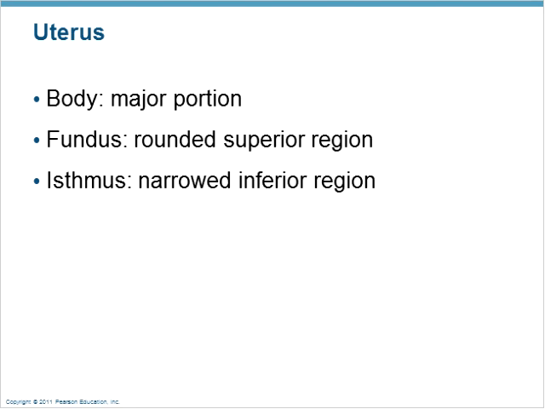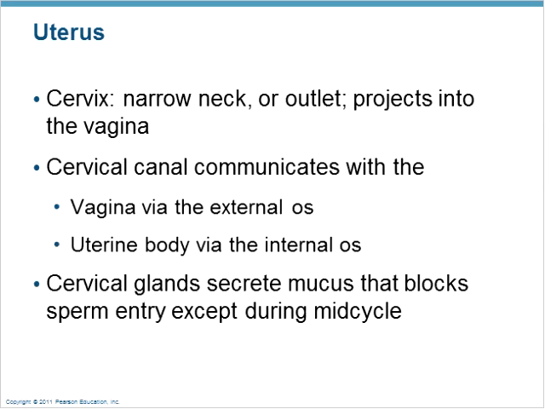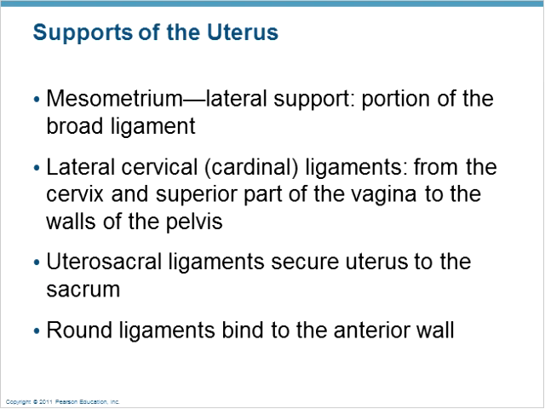We talk about the uterus. The major portion is the body, and the fundus is the rounded superior portion, and the isthmus is the narrowed inferior portion, which opens into the cervix. The cervix is the narrow neck or outlet that projects actually into the vaginal vault. The cervical canal communicates with the vagina via the external os, and the uterine body via the internal os. The cervical glands secrete mucus that blocks sperm entry except during mid-cycle.